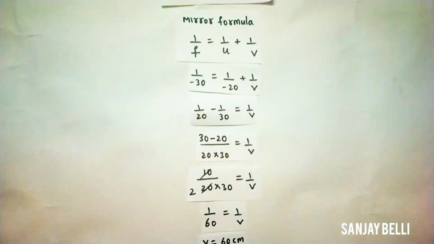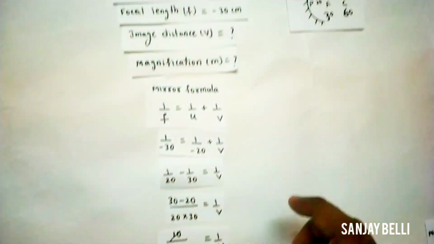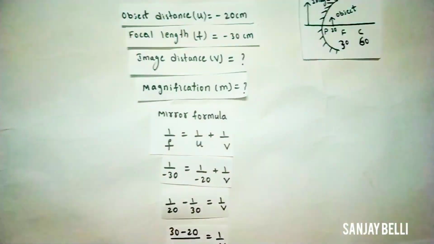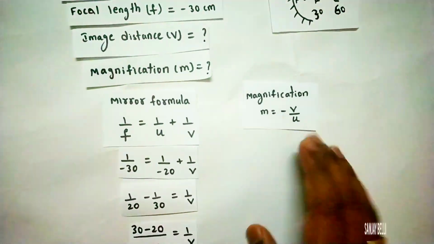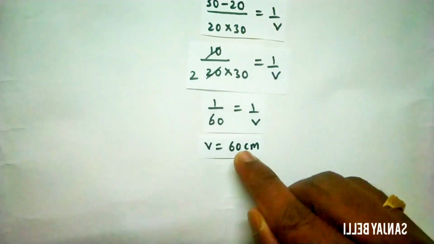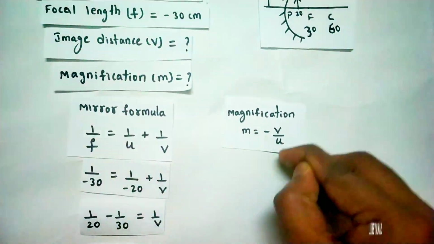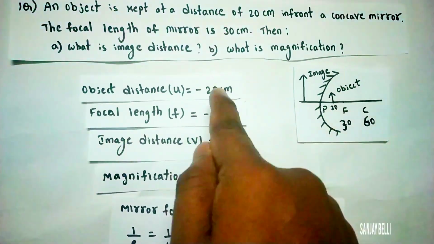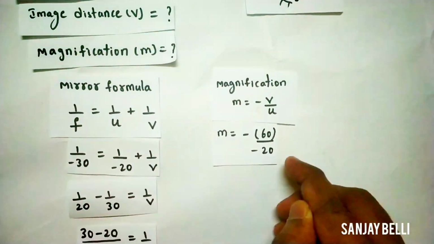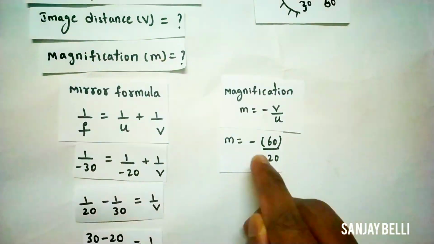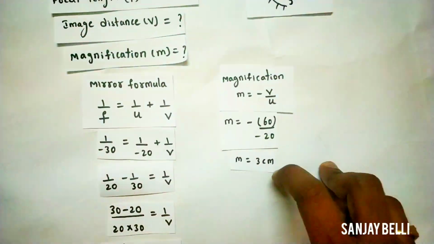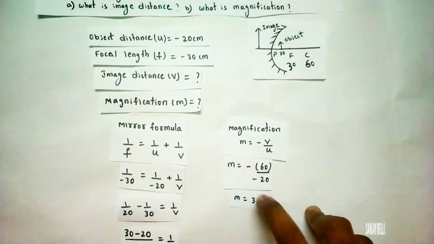So we got a V value as a positive because it is formed behind the mirror. Now magnification. The formula for magnification, M equals to minus V by U. So what is your V value? V equals to 60 here you have to keep. And what about the U? Minus 20. So M equals to minus 60 by minus 20. Minus minus get cancelled. 20 ones are 20, 20 threes are 60. So your M equals to 3. So magnification is greater than 1.